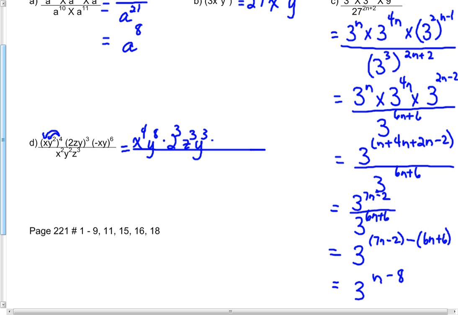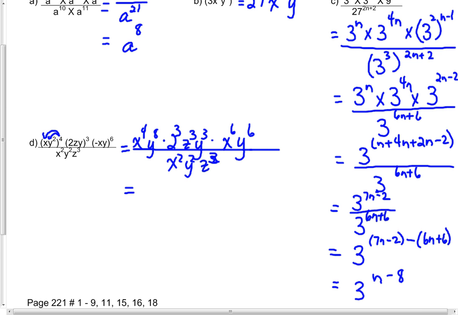And a negative times a negative times a negative times a negative times a negative times a negative will be a positive. So I can ignore that negative. It is going to be positive x to the 6th, y to the 6th. All over x squared, y squared, z squared cubed. Cubed. Sorry.